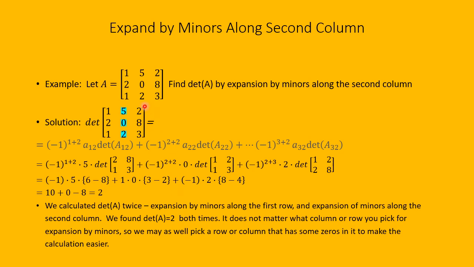Most people would choose to use a row or column, if possible, that has one or more zeros in it, because then the calculation becomes easier, because something times 0 times something is going to be 0. It doesn't require much thinking, at least for terms that have a 0 factor. So in any case, for this particular matrix, we could have picked this row, this row, this row, or this column, or this column. So there were 8 choices for evaluating the determinant of A using expansion by minors.